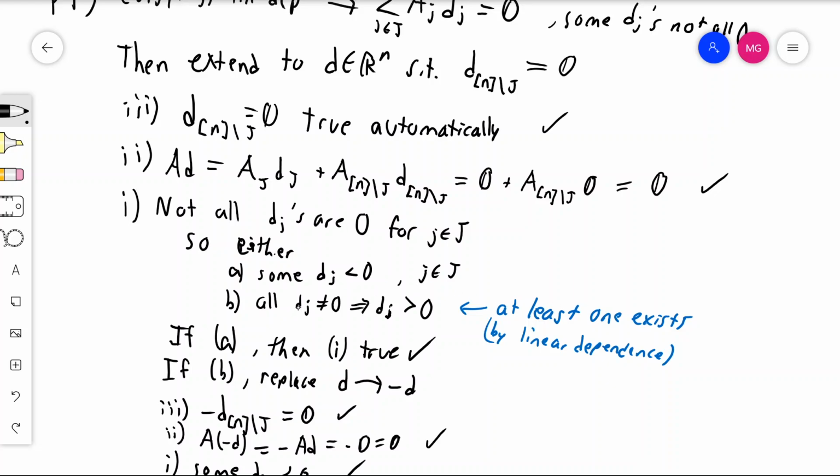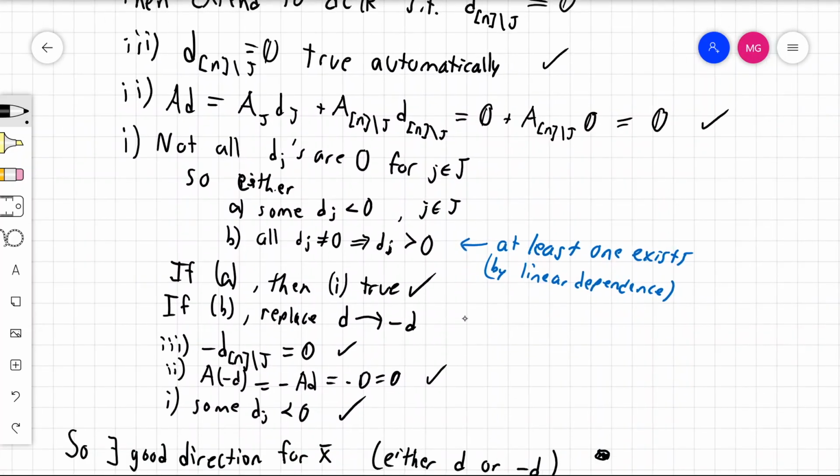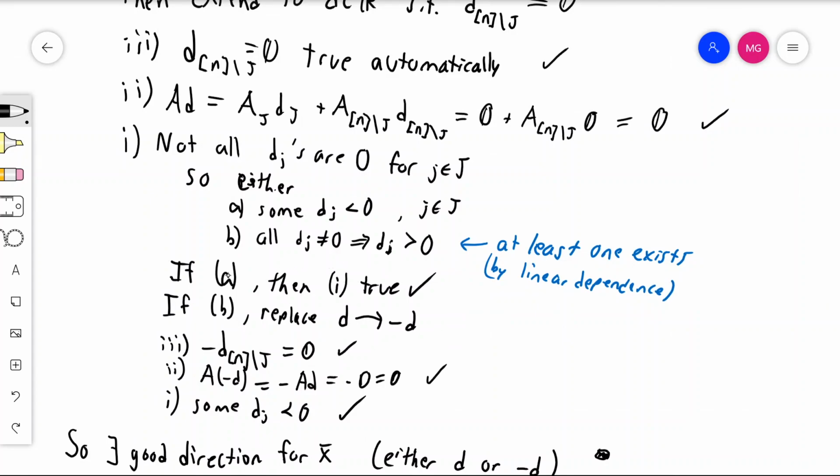In other words, none of them were negative. And we know, by this blue comment, that at least one exists. When I say at least one exists, I mean at least one non-zero component exists. I don't know that it's positive or not, I just know that at least one thing that's not 0 exists, by linear dependence again. And so either it'll be positive or negative. If it's negative, we're good. And if all of them are positive, then you just negate this vector D.